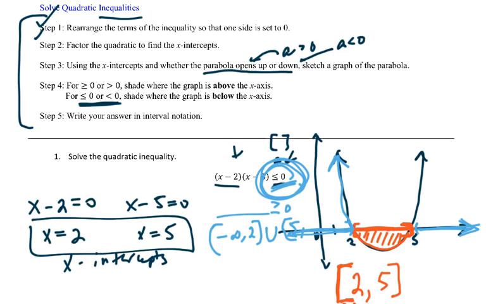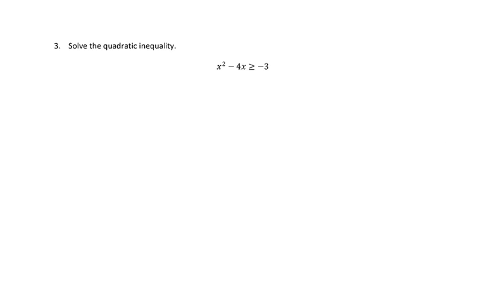sign. Also remember that if our inequality is a less than or greater than, then we would use an open circle on these intercepts, and then they would not be included, so we would use parentheses. So just a reminder of our inequality rules.